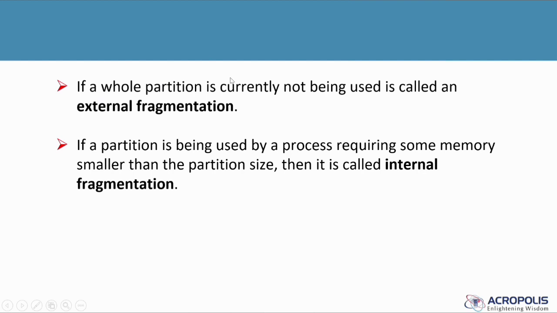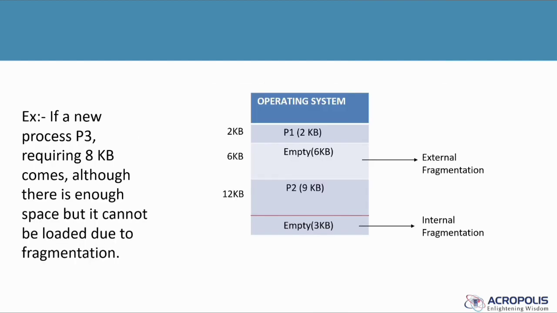If a whole partition is currently not being used, it's called external fragmentation. And if a partition is being used by a process requiring some memory smaller than the partition size, then it is called internal fragmentation. So hope you got to know what fixed partitioning is. So now let us move ahead to look at what variable partitioning is.